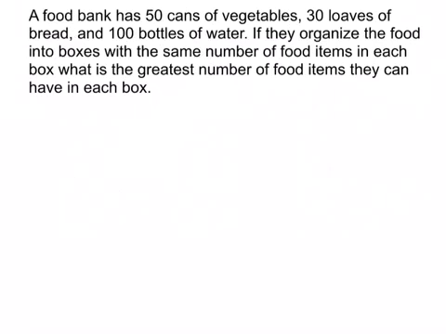Here's your homework problem. A food bank has 50 cans of vegetables, 30 loaves of bread, and 100 bottles of water. If they organize the food into boxes with the same number of food items in each box, what is the greatest number of food items they can have in each box? So you're going to use GCF to figure this out, and we'll discuss it when you come in tomorrow.